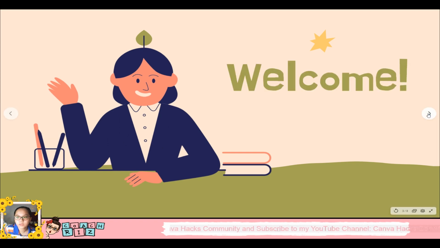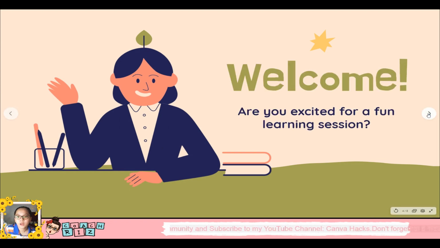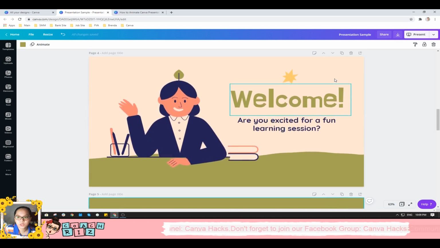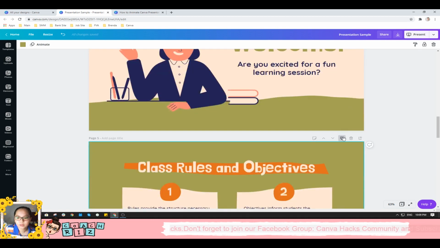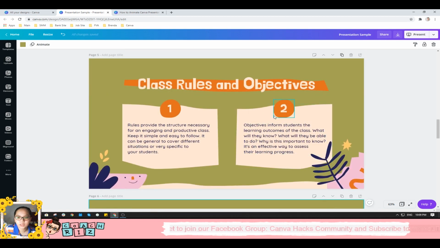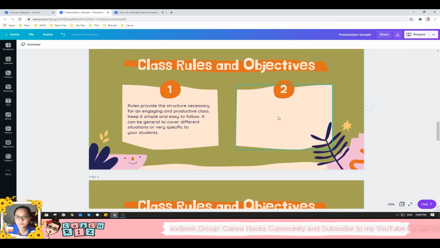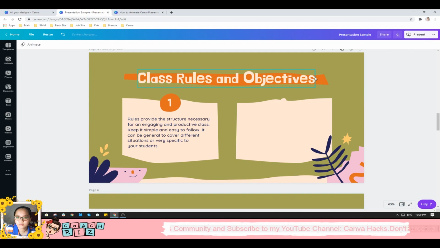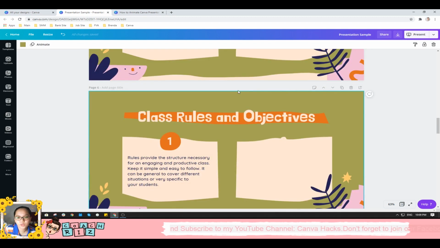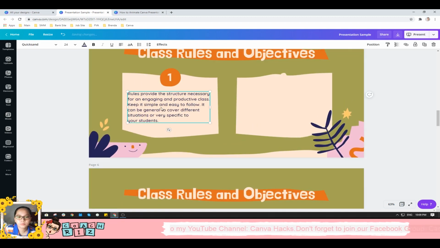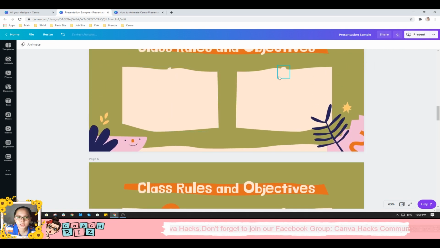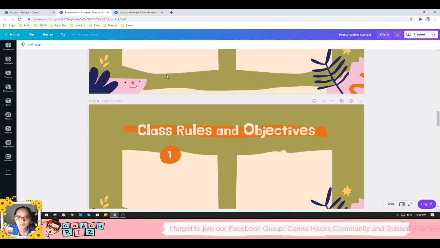When you click this, it's "Welcome. Are you excited for a fun learning session?" And then you can just proceed. Let's have this. Okay, this is how I did it. So when you talk, you will just click the next. So the ones will appear.